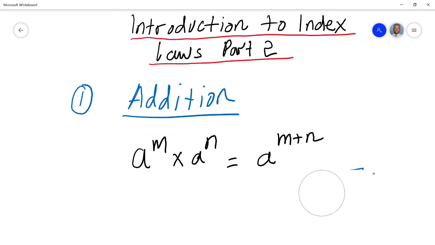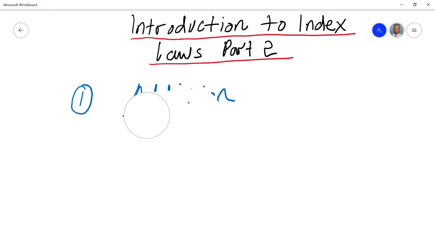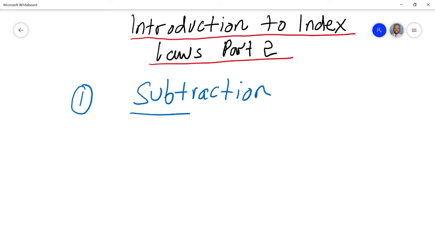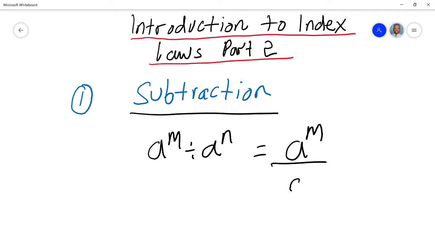Now, if we recap the second law that we talked about, this is the subtraction law, or the division law. What does that simply state? It's the opposite. Suppose you've got a to the power m divided by a to the power n. You can express this as a to the power m over a to the power n, and that's the same as a to the power m minus n. So that's the law of division, where you simply subtract the powers.